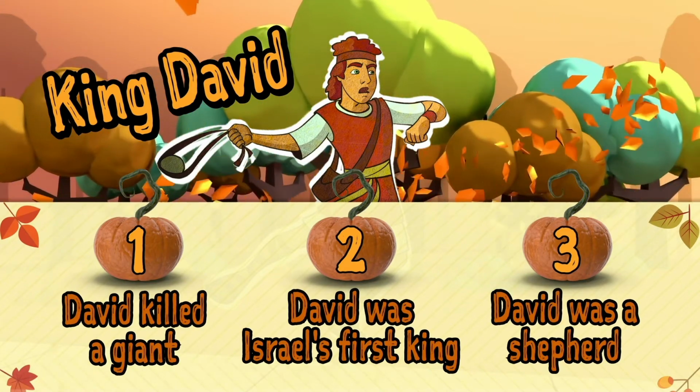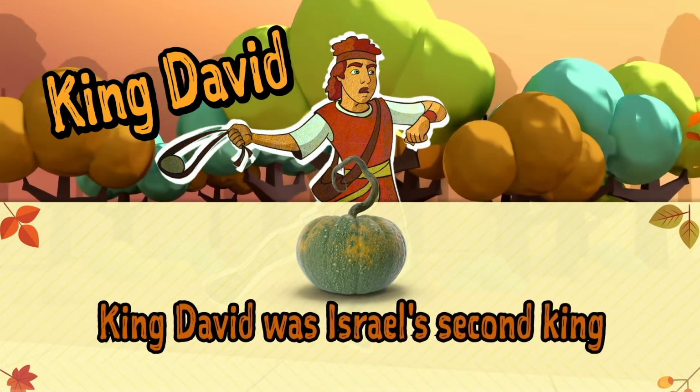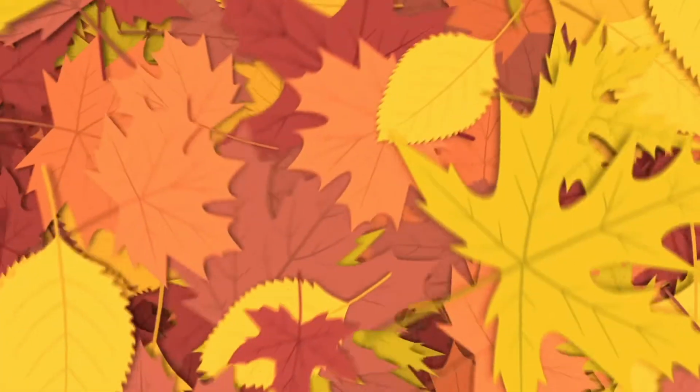Okay, time's up. Who is holding up two fingers? You're correct. King David was Israel's second king. Good job. Let's try another.